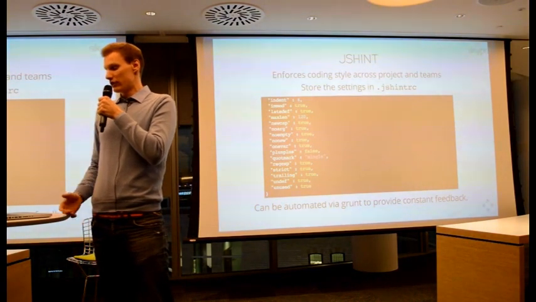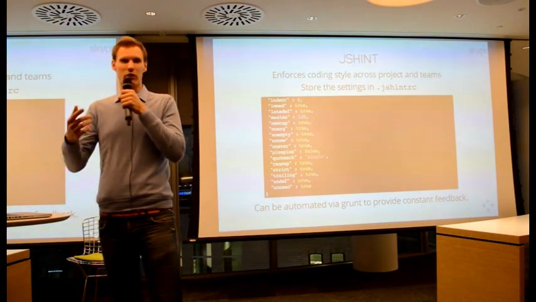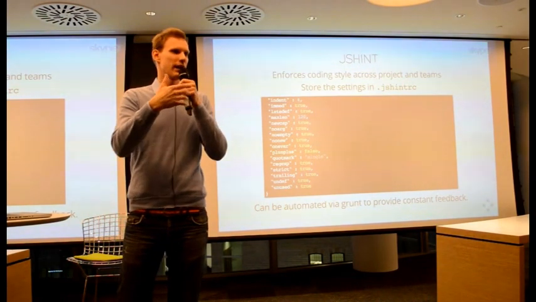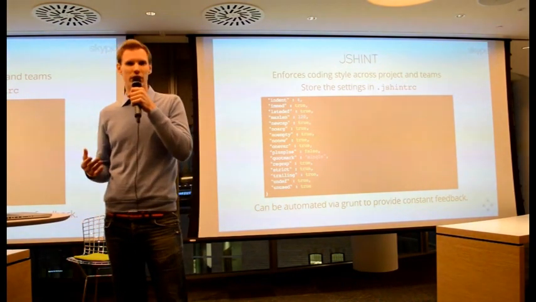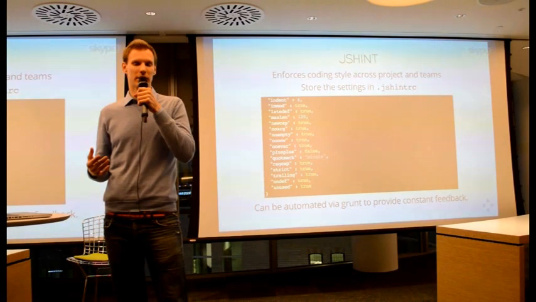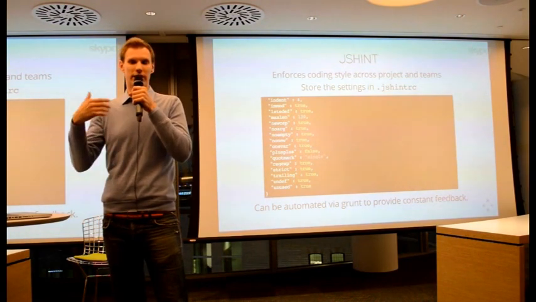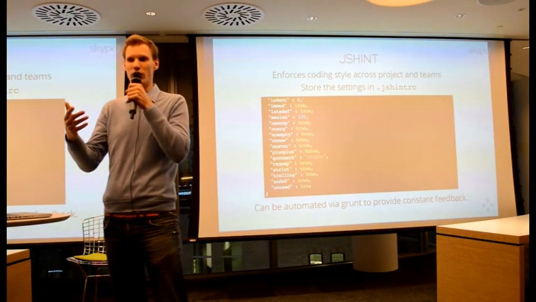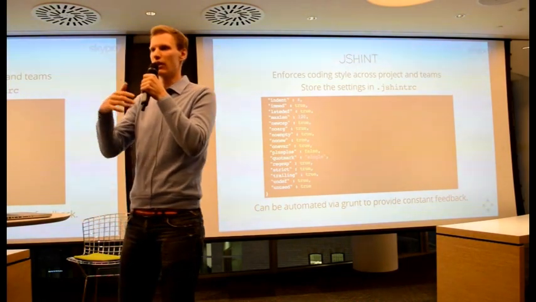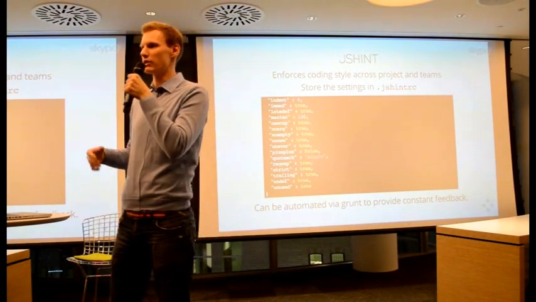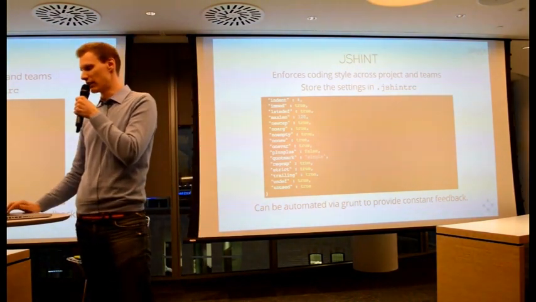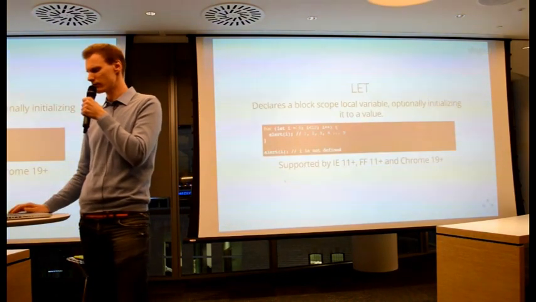This could be automated also using Grunt, so you could add a watcher. Basically, Grunt is an automation tool in JavaScript, and it runs tasks for you, and you can add a watcher that will run in the background and constantly check all your source code so that it matches all the rules that you are defining inside your JSHint configuration.